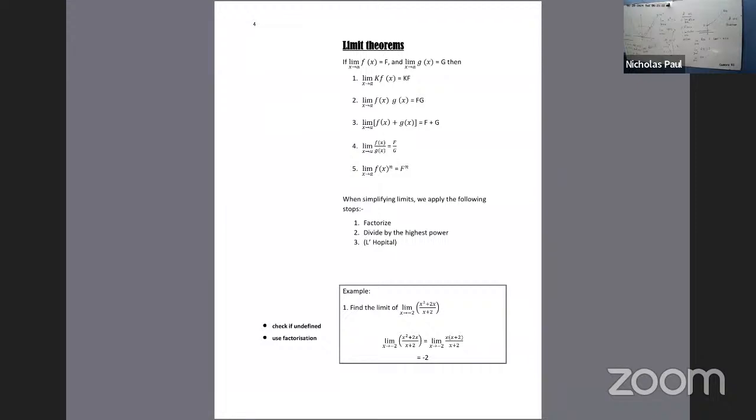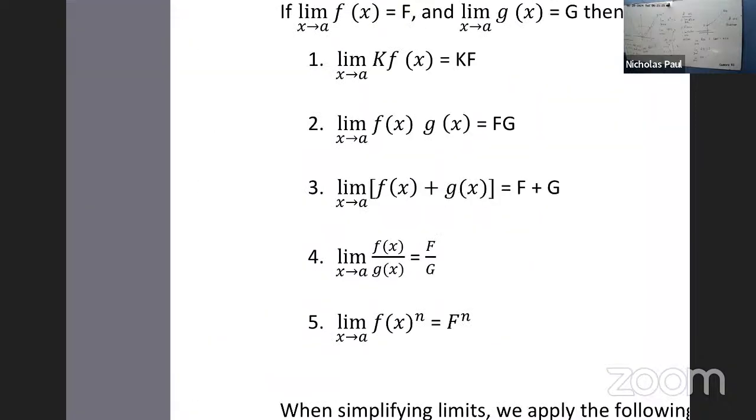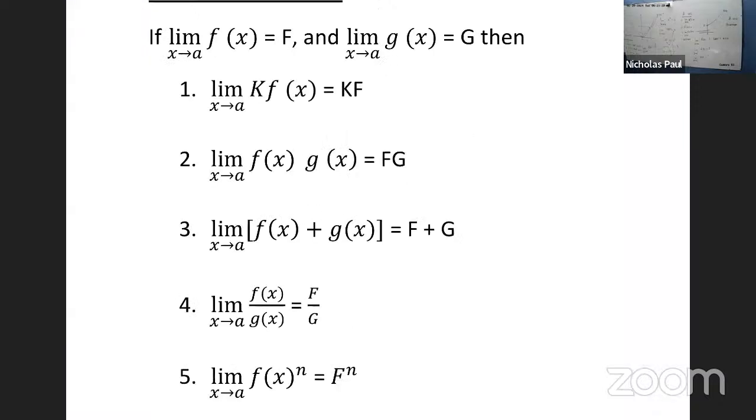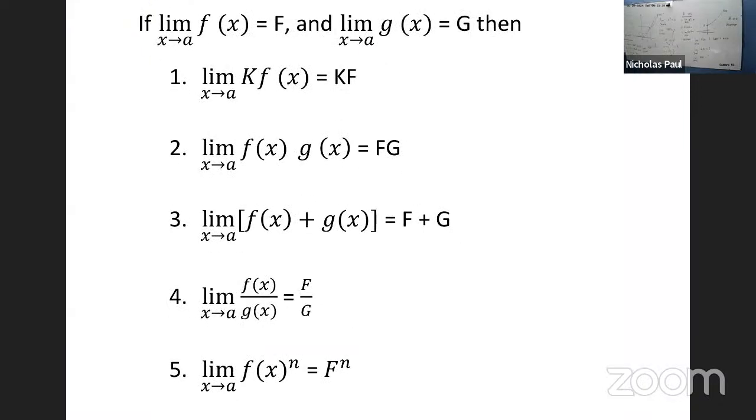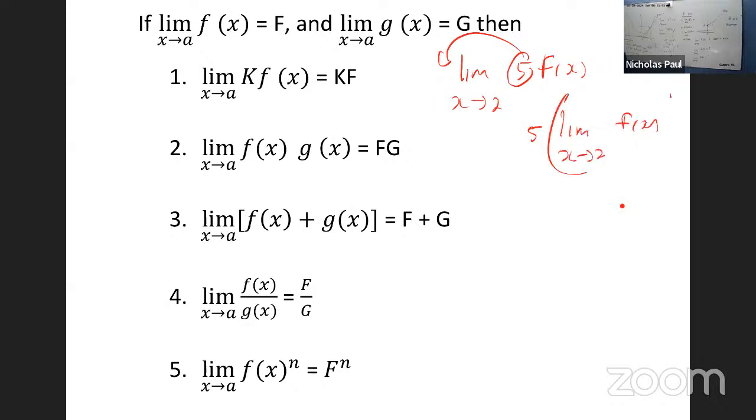All right, look at it. Here's the rule. These are some rules that we could use. Should we pay attention, please? So, for example, if you have the limit as x approaches, let's say 2, of 5 f of x, you don't have to multiply the 5 by f of x. You can take the 5 and bring it in front. So you will get 5 times the limit as x approaches 2 of f of x. So you'll end up with 5 times whatever this is. You can pull the k on the outside, basically.